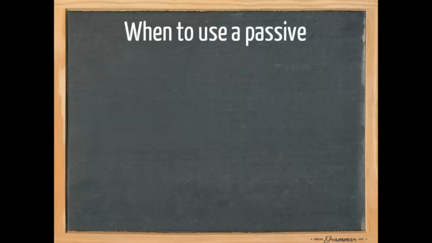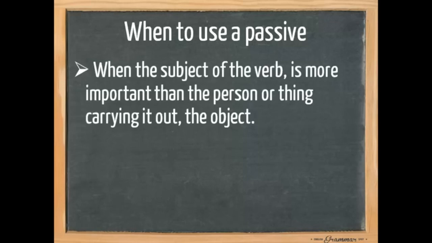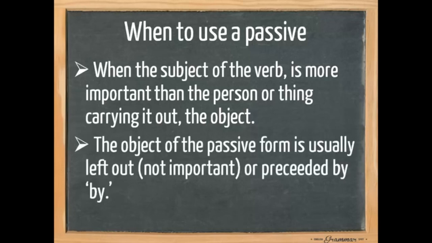Now, when do we use a passive? I'm going to tell you some technicalities. Be not alarmed, the passive is not hard, but there are some things that you need to know. We use a passive when the subject of the verb, so in the example before, is more important than the person or thing carrying it out, the object. So in the example before, the door was more important than me closing it. The object of the passive form is usually left out because it's not important, or as in my example, it's preceded by the word by.